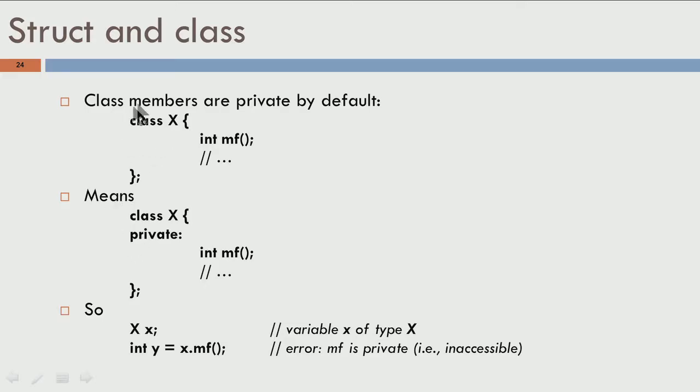So, if I did something like class X with int mf, it means that mf is a method that you cannot call from outside. Let us say I did class X, object x, and y is x dot mf. This would be invalid because mf is a private method, it cannot be called from the external world.